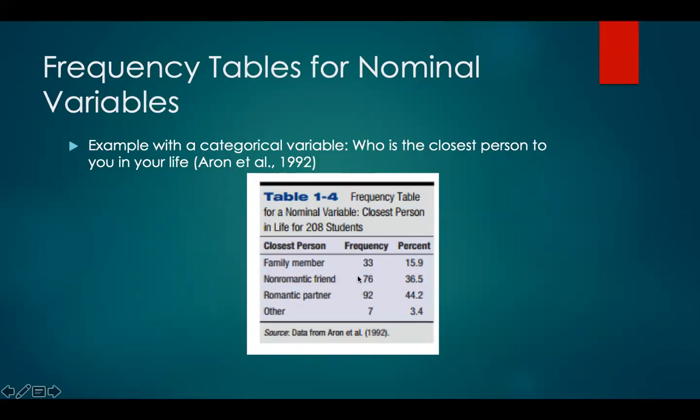Now, in column 2, this is the frequency of scores pertaining to each of these particular values. 33 people felt closest to a family member, 76 felt closest to a non-romantic friend, whereas 92, the vast majority, felt closest to a romantic partner, and 7 felt closest to another entity that wasn't listed specifically here. Column 3, again, is the percentage of each of scores pertaining to each value out of the total number of scores.